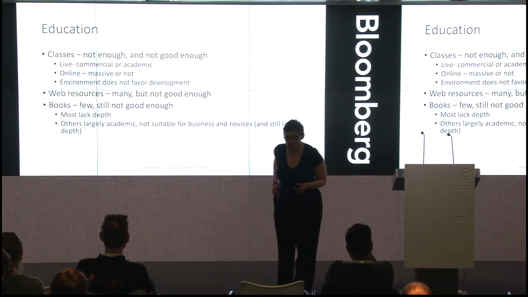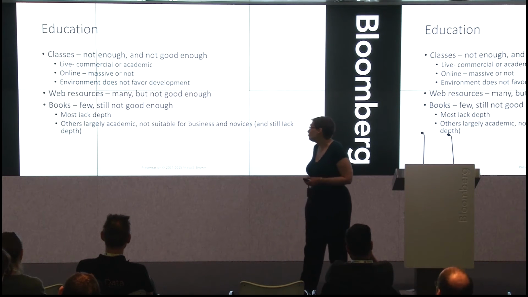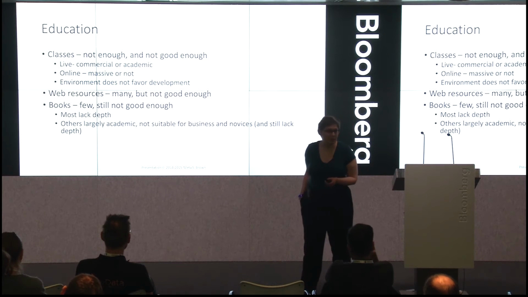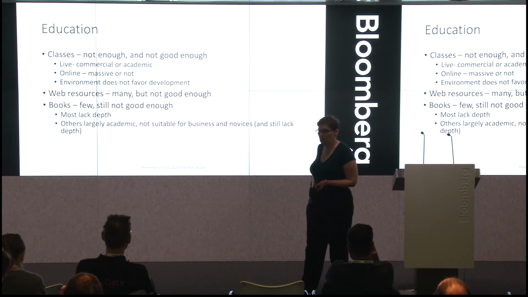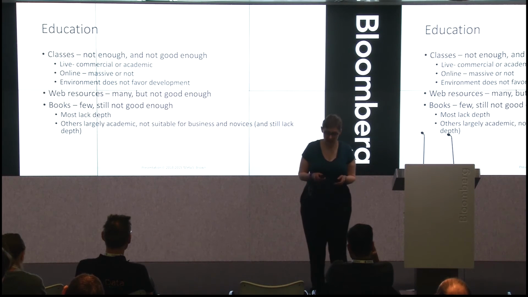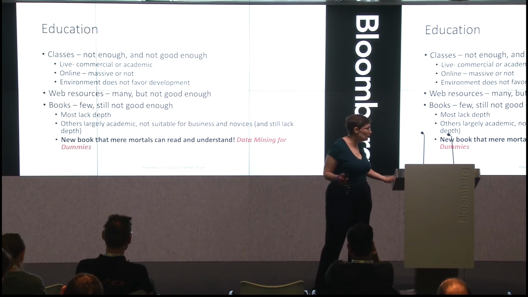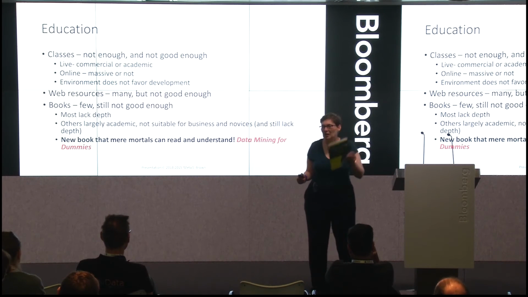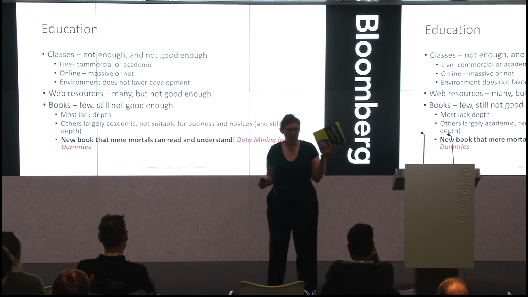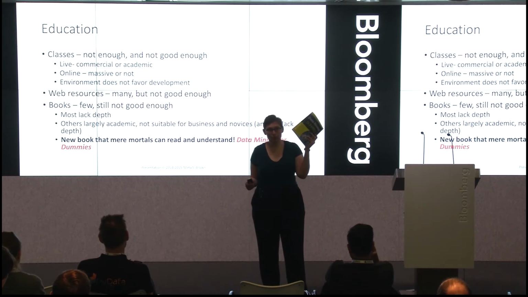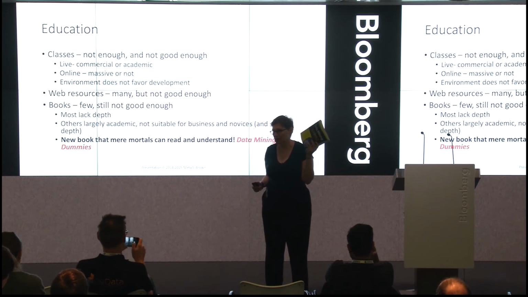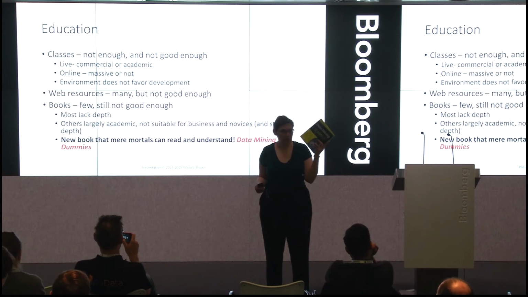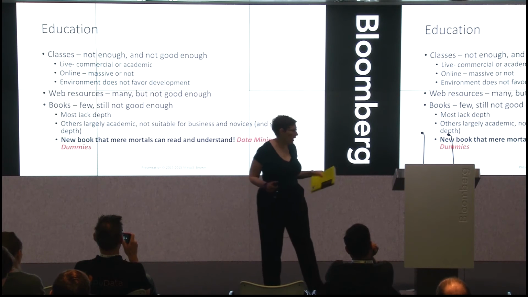Not many classes at schools. There are many web resources, but they're not that great. And the books usually only touch on it, and they can get very academic, except that there's this new book which boils it down. So that was a big mission of mine when I set out to write Data Mining for Dummies, which describes CRISP-DM in 25 pages of bigger type. Okay. So that's a step.